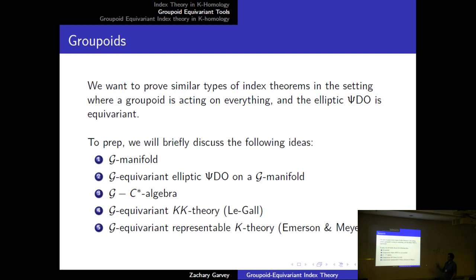So I just need to introduce a couple of tools to pass to the Groupoid version. We're doing an index theorem for pseudodifferential operators, so I need to define what a manifold is in the Groupoid action case, what an equivariant elliptic pseudodifferential operator looks like in that case, and since we need KK theory and K theory, I have to define, say, G C-star algebras and what these things look like. So I'll just go kind of briefly through these so you have an idea of what the analogous constructions are, and then I'll talk about an index theorem in this case.